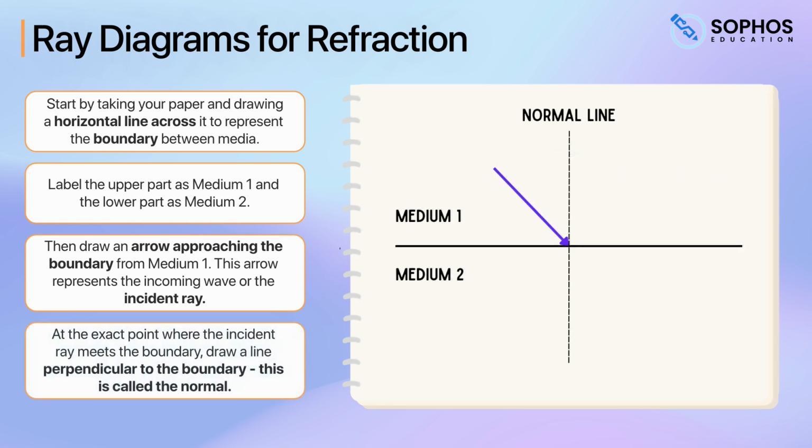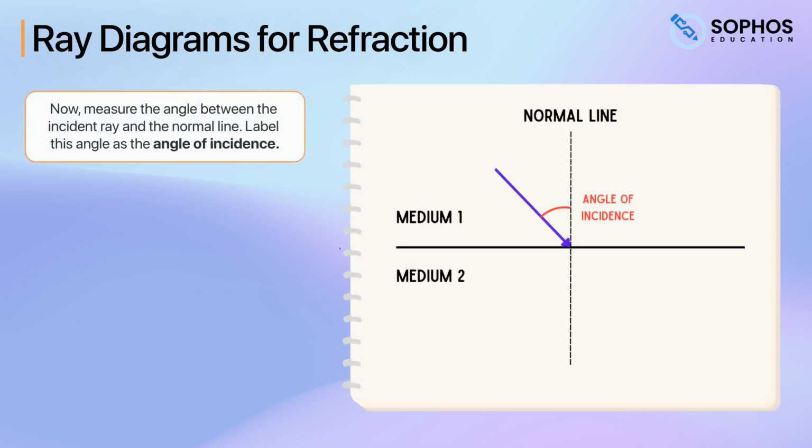At the exact point where the incident ray meets the boundary, draw another line. However, this line should be perpendicular to the boundary. This perpendicular line is called the normal. It will help us measure the angles correctly and understand how the wave bends as it enters the new medium.